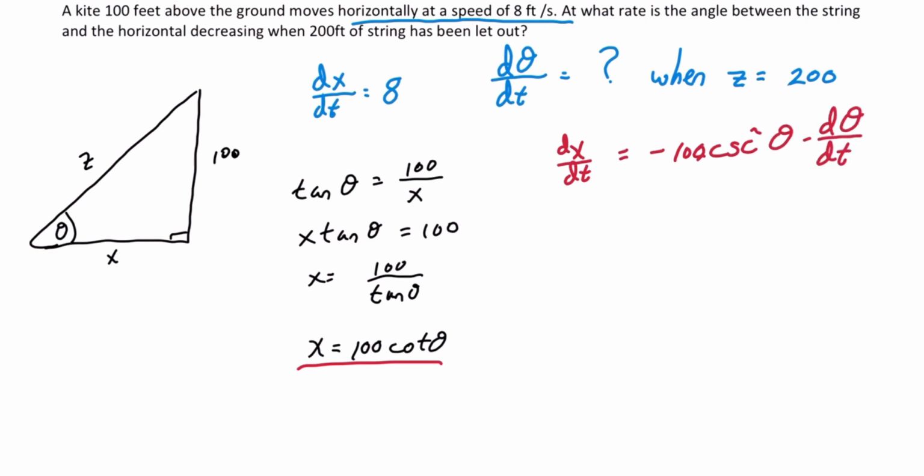So we first need to divide by negative 100, or we can think of that as multiplying by the reciprocal, negative 1 over 100. And we need to divide by cosecant squared theta, or we can think of that as multiplying by sine squared theta.